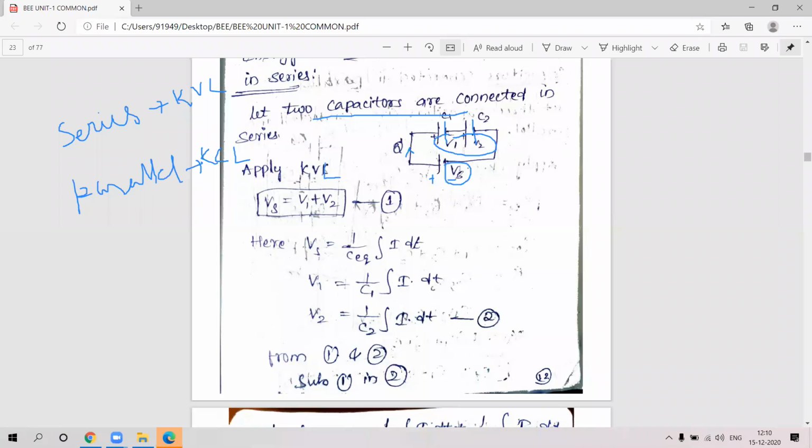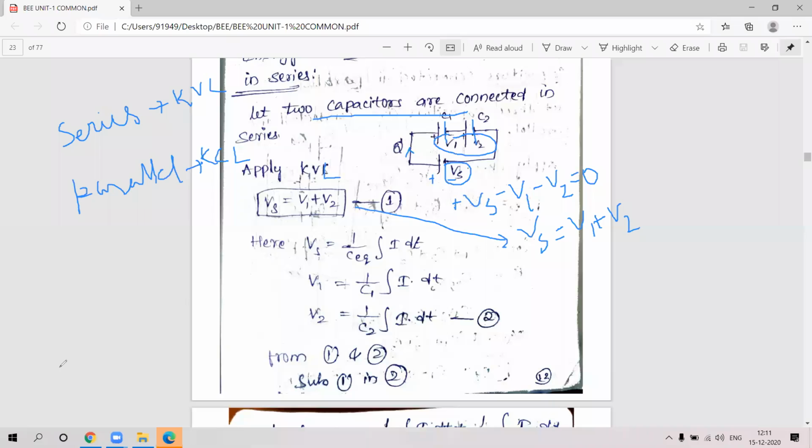Or otherwise, in one equation, the sum of potential rises and the sum of potential drops is equal to 0. Based upon the charges, from minus to plus the charge is flowing, and from plus to minus the charge is flowing. So I can write plus Vs, and minus V1 minus V2 is equal to 0. Simply, Vs is equal to V1 plus V2.